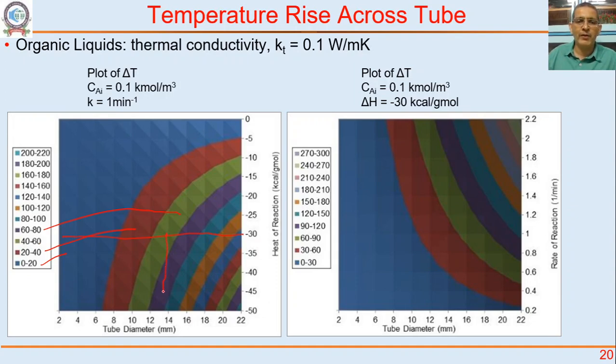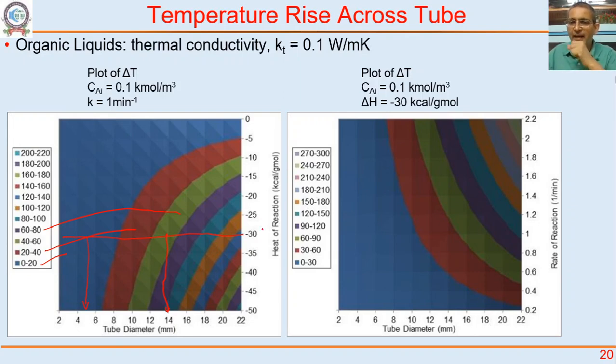Maximum I can have a tube diameter is of 14 millimeters. But if my heat of reaction is 30 kilocalories per gram mole, I am only allowed a delta T max of 20 degrees centigrade or 10 degrees centigrade. I can have maximum 4 millimeter tube. Same way the other way around.